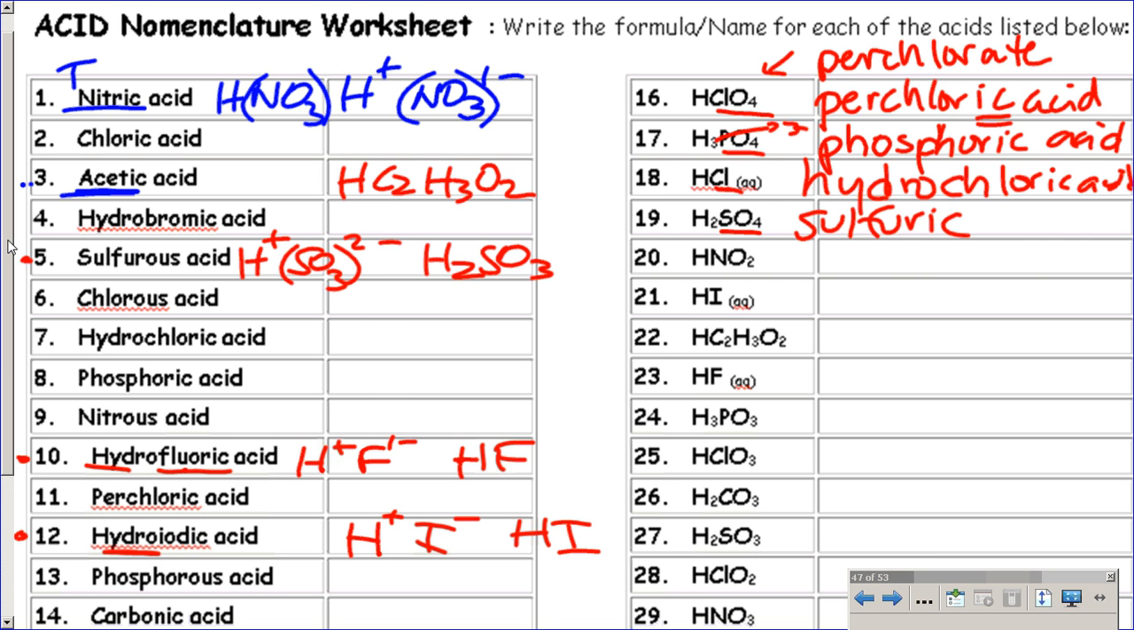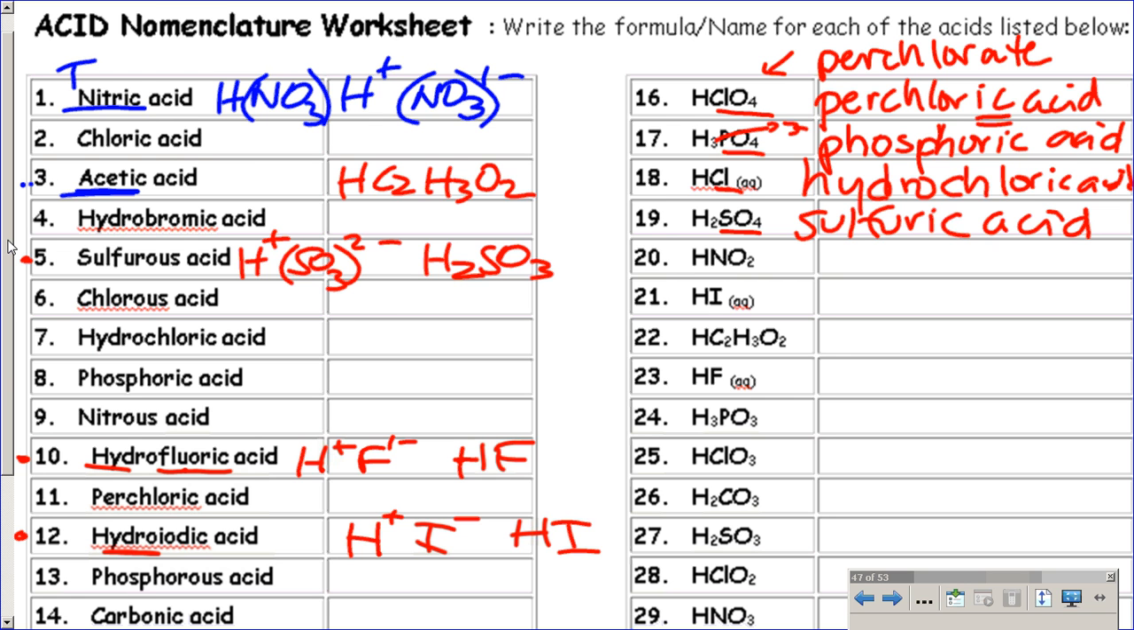Sulfuric. So it sounds like you should say sulfic, like phosphate, but they like to have that second or third syllable in there. Okay, so sulfuric acid. Next one: ternary or binary? Ternary. Who's the polyatomic ion involved? Is it nitrite? Yes, it's nitrite.